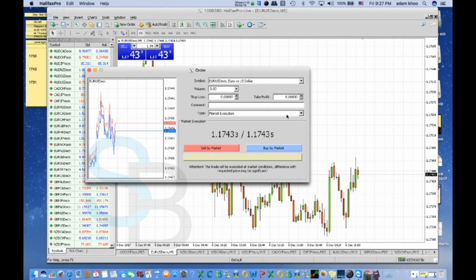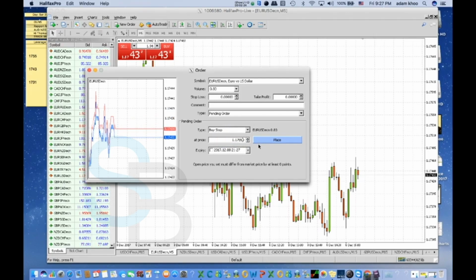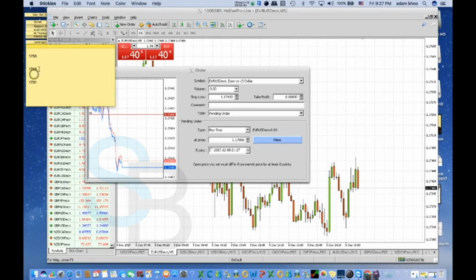So that's our order. Okay, so first we're going to put our buy stop order. Buy stop, and price to buy at 1.1755. Okay, stop loss will be at the current market price 1.1743. Okay, it looks like it's going down. Okay, doesn't matter. We'll just stick to 1741.